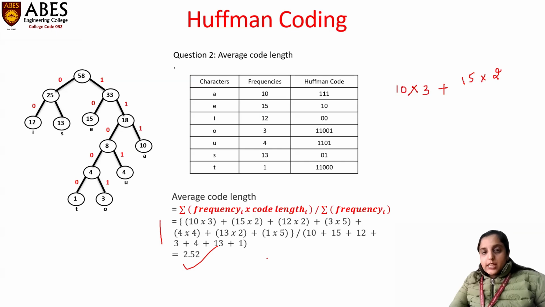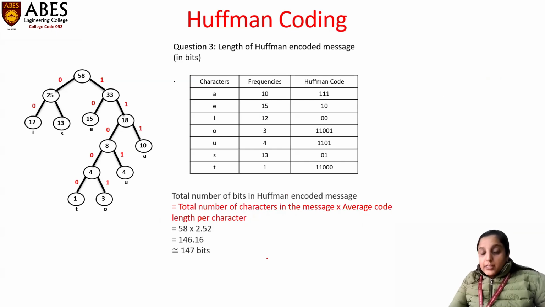Next, you have to tell how many bits at last will get transferred to the receiver's end. The simple formula for that is this is your average length and this is your 58. 58 is the sum of all these frequencies: 10 plus 15 plus 12 plus 3 plus 4 plus 13 plus 1 gives 58. So 58 into 2.52 is 146.16, which is nearly equal to 147 bits. So total bits you have to transfer for this particular message will be 147.